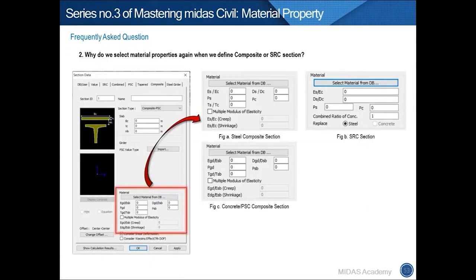Okay, this is the second query. The question was, why do we select material properties again when we define a composite or SRC section? As you can see, MIDAS Civil provides the composite section and SRC section. The advantages of those sections are that we can get section properties before composite and after composite easily. And if we have a construction stage analysis, we can define the construction sequences in the same model file. So these sections have the material option that is highlighted here. So we have to select the material here.